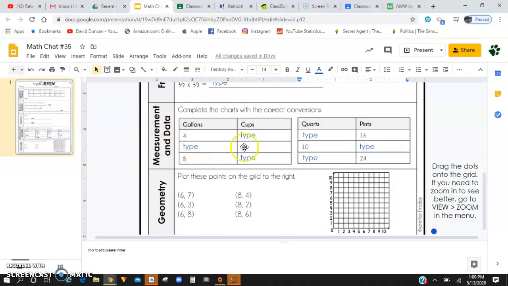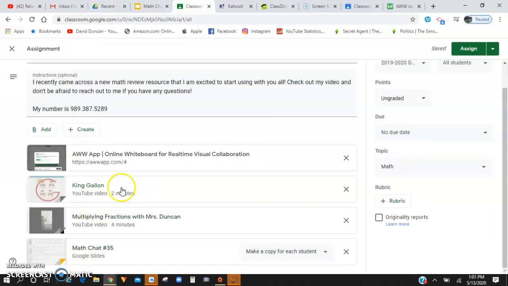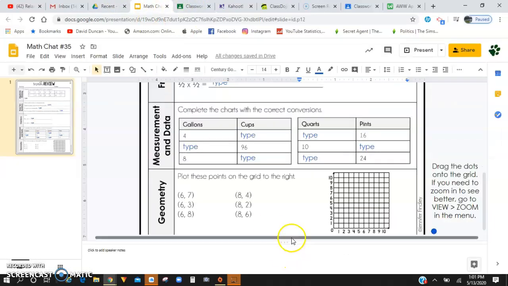Down here for measurement and data, you are going to do some more converting between gallons, cups, quarts, and pints. I have also added in that King Gallon video that you're probably really tired of watching by now, but hopefully it's helpful for you. Type in how many cups are in a gallon, or how many cups are in 4 gallons, how many gallons is 96 cups, etc.